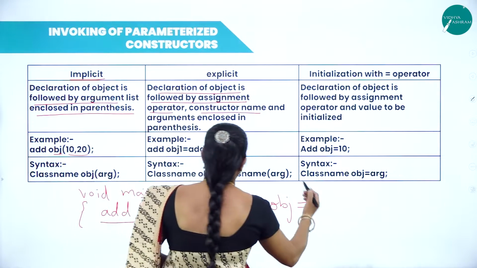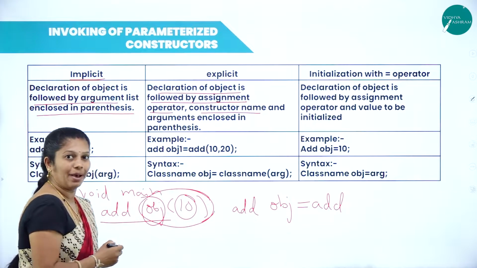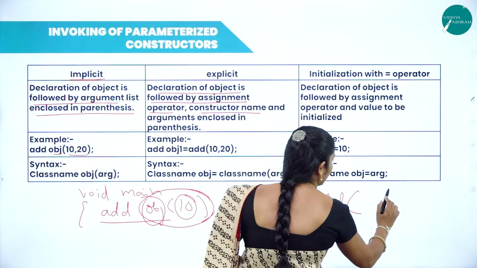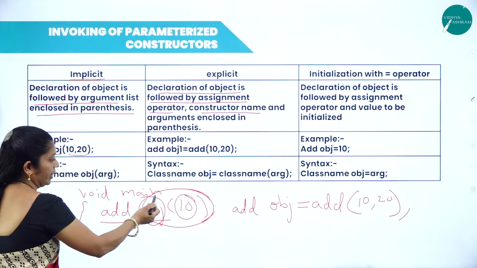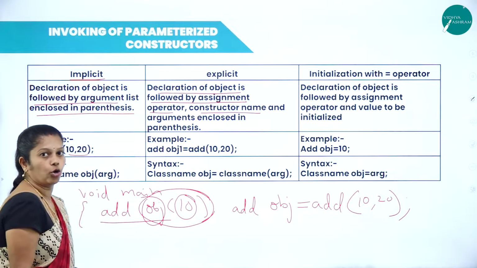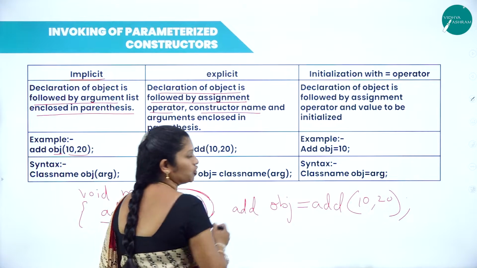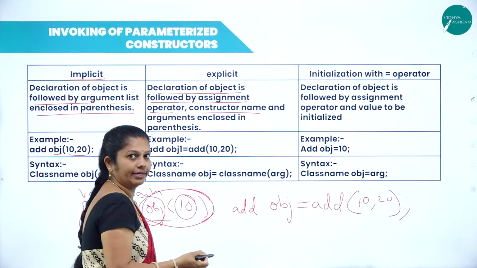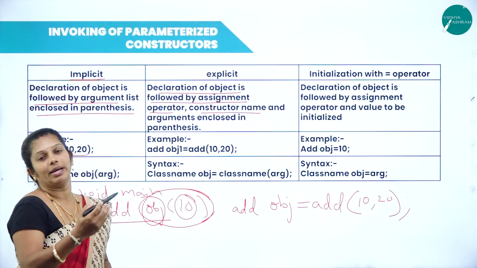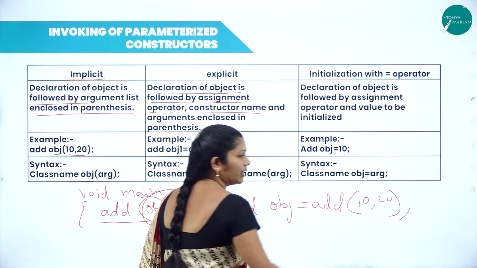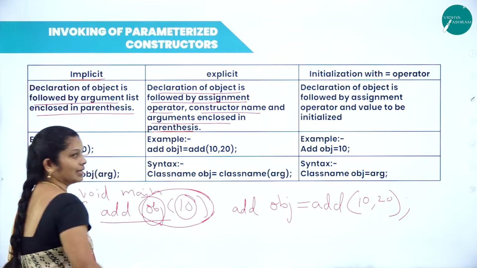What is the class name we are given? Add. That same thing here we'll write, Add, and the argument list enclosed in parentheses. Inside the brackets, whichever value you want, you can write here. If you observe, in implicit call the declaration of object is followed immediately by the argument list, enclosed in parentheses. But in explicit call, the declaration of object is followed by the assignment operator. It means that after creating the object, next you have to write the equal symbol, then the class name, or we can say the constructor name, then the argument list enclosed in parentheses. Then it can be called a parameterized constructor.